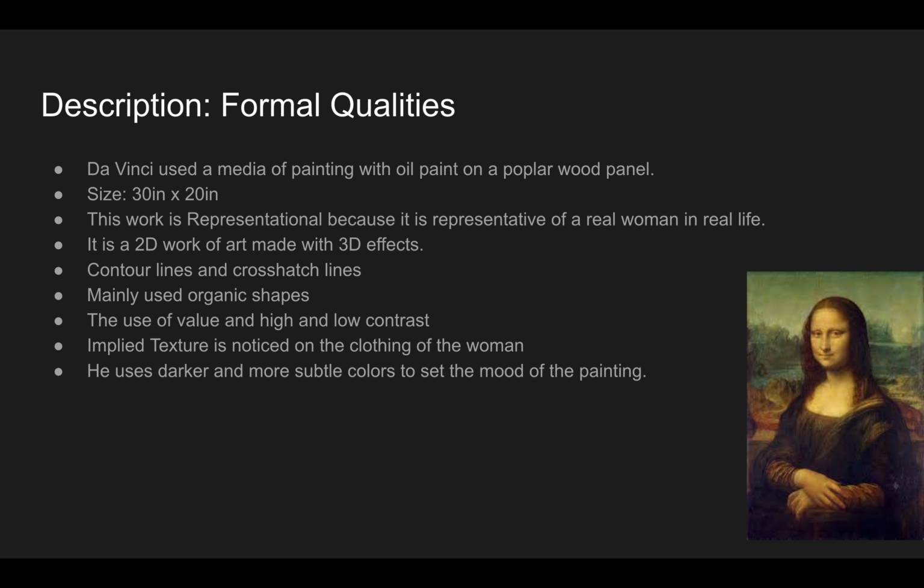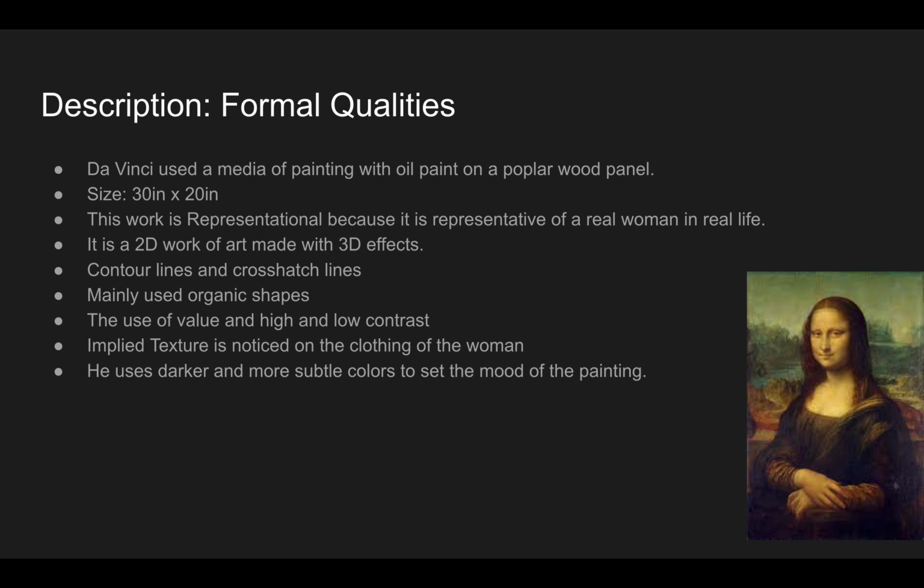Description: formal qualities. Da Vinci used a media of painting with oil paint on a poplar wood panel, as mentioned before, and the size of it is 30 inches by 20 inches. This work is representational because it is representative of a real woman in real life. It is a 2D work of art made with 3D effects. The elements of design utilized are what help form this 3D feel.